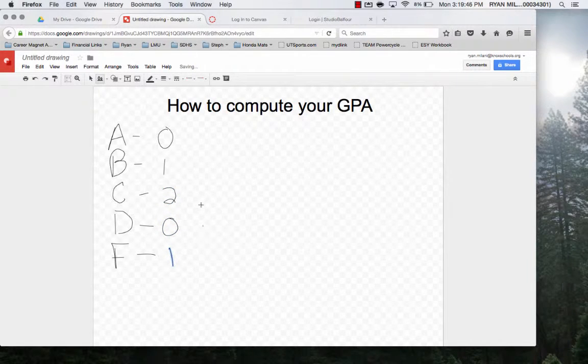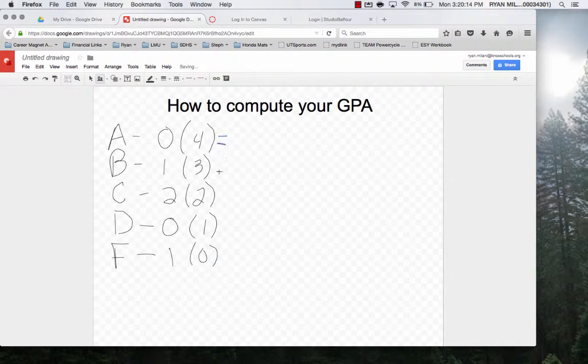Okay, so first I'm going to add this up to make sure that it adds up to 4. 1 plus 2 is 3. 3 plus 1 is 4. So I've represented all of my grades. Now, when computing your GPA, an A is worth 4 points. A B is worth 3 points. A C is worth 2 points. A D is worth 1 point. And an F is worth nothing. It's important that we do account for our F's even though they're worth nothing.